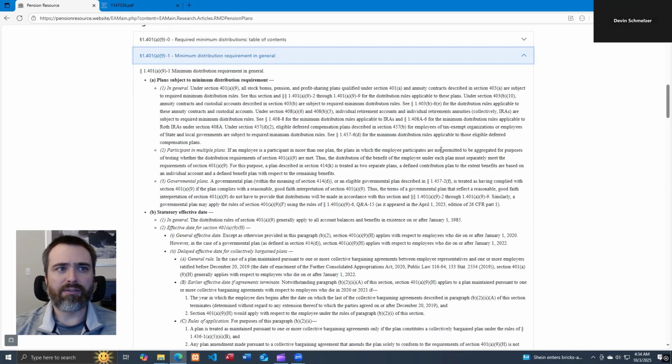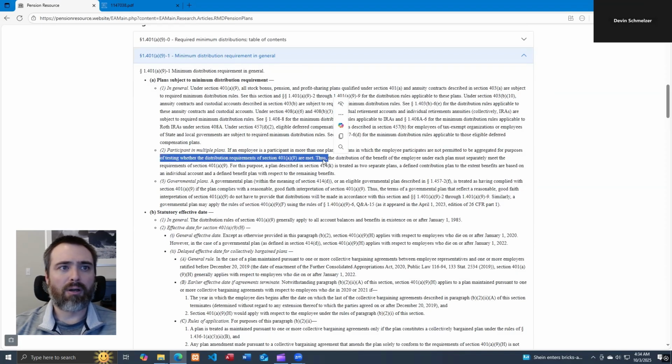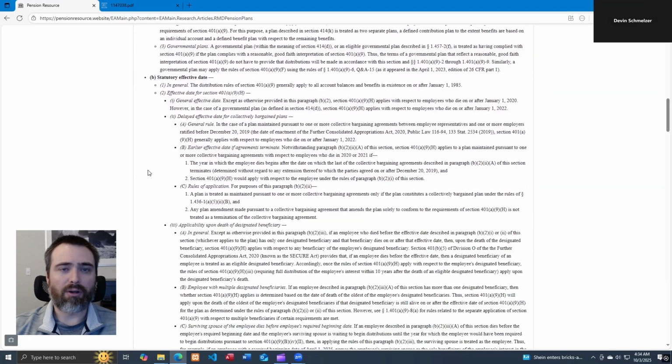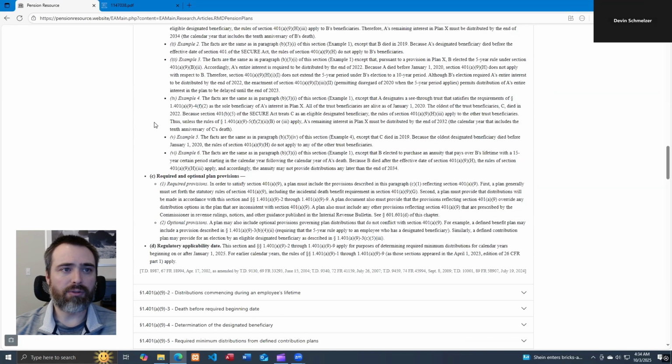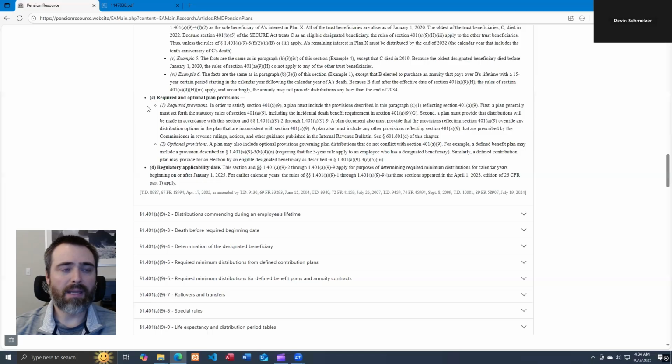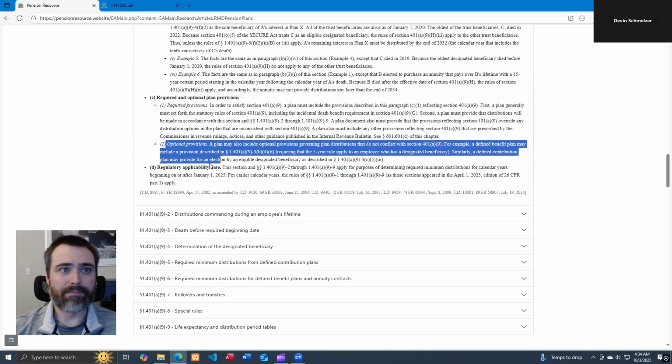Paragraph B and D have some effective dates, but since we are past these, I'm going to skip. Paragraph C points out if there are options that a plan document can utilize for required distributions. Now, let's go on to the -2 regulation. This gives us the basics.